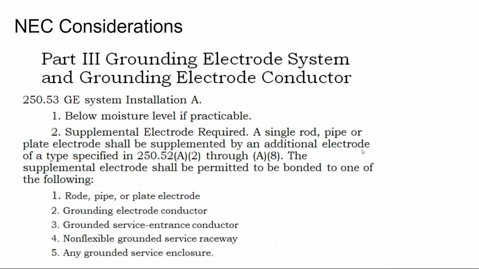Here's the call out in code. A supplemental grounding electrode is required if you're using certain kinds of grounding electrodes. So often with solar, we're used to using a ground rod to ground our systems. Just remember that if you're building a whole off-grid home system from scratch, you're going to need a supplemental electrode as well.